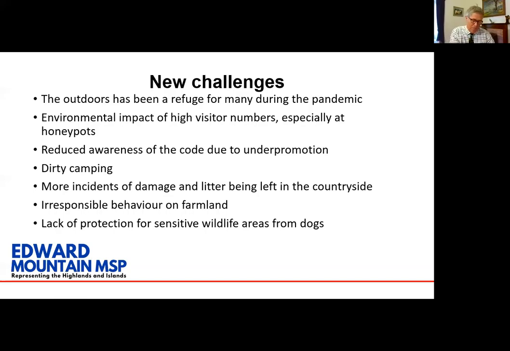We've also seen a complete lack of protection for sensitive areas for wildlife from dogs during the highly important spring breeding periods. You can think about those where the waders are, and the fact that in the first period of lockdown, the very original lockdown, waders did extremely well in the breeding season, but this has been challenged in subsequent years because there were so many dogs.